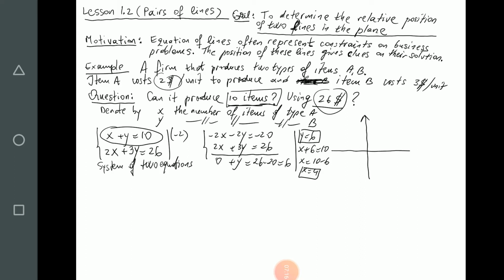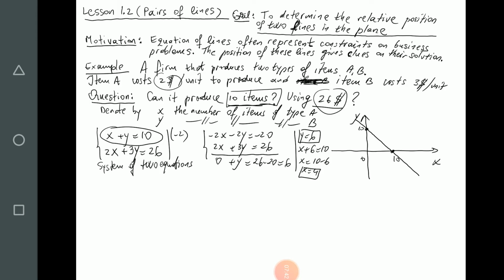You can plug in any 2 points for each line, and then you can sketch the equation. So for example, let's plug in 0 for y. So obviously x plus y equals 10 goes to the points 10, 0, and 0, 10. Let's say this is 10, and that's one of the lines.